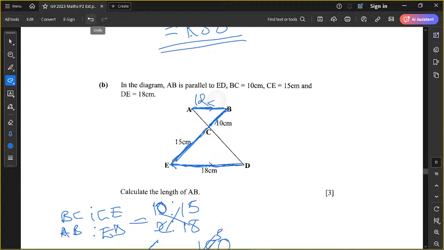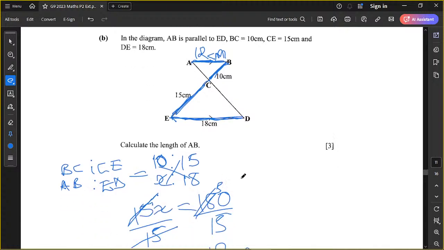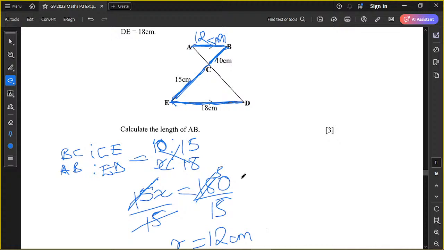Okay, 12 centimeters. Please, if you have questions, you can ask in the comment section. Otherwise, that's how you find the length in a question like that. I hope I haven't confused you.